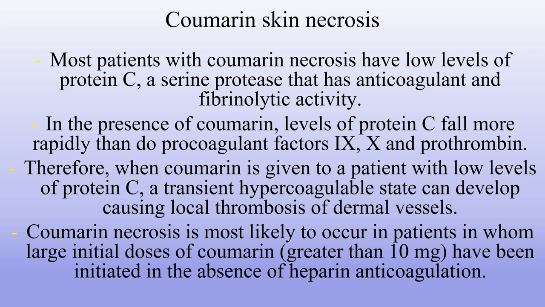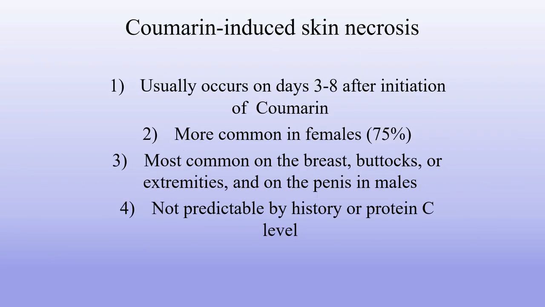Coumarin necrosis is most likely to occur in patients in whom large initial doses of coumarin, greater than 10 mg, have been initiated in the absence of heparin anticoagulation. Coumarin-induced skin necrosis usually occurs on days 3-8 after initiation of coumarin, more common in females, 75%, most common on the breast, buttocks or extremities, and on the penis in men, not predictable by history or protein C level.